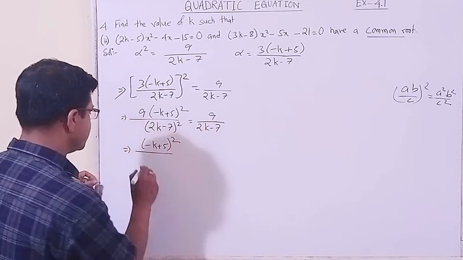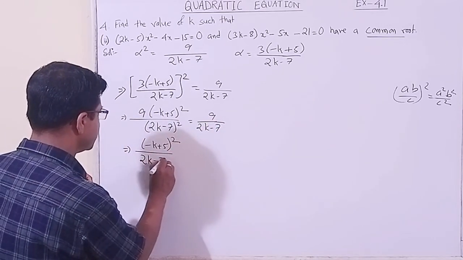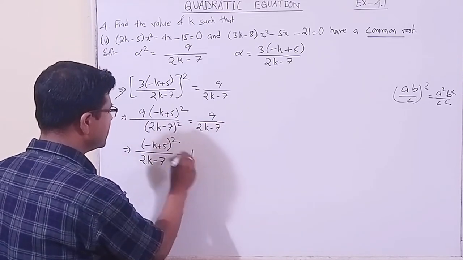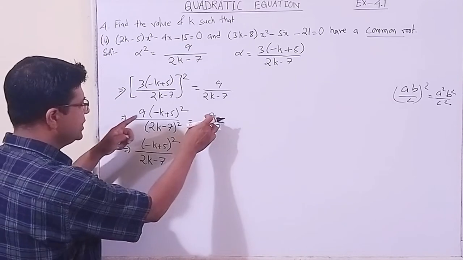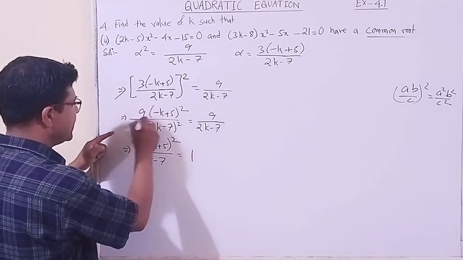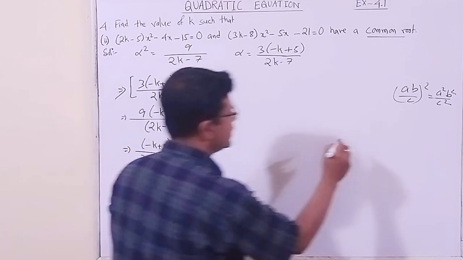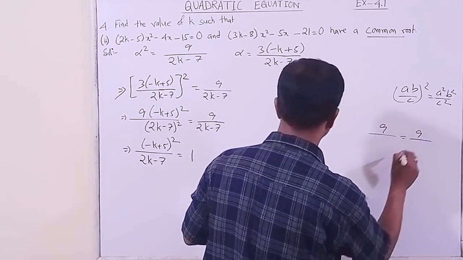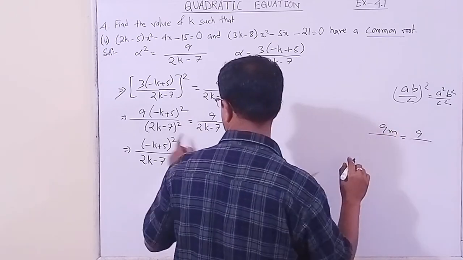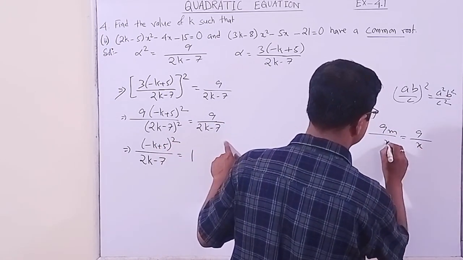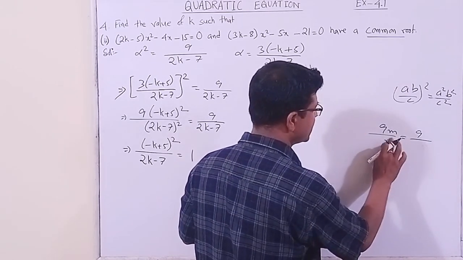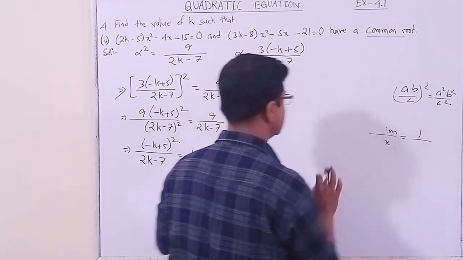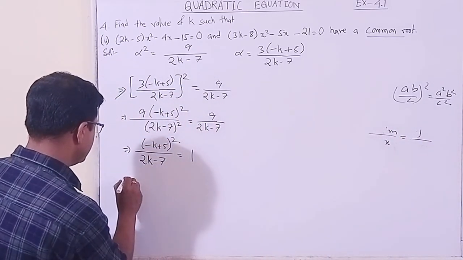So one term let us cancel. What will be left here? Twice k minus 7. So this 9 is cancelled, and on this side only 1 will be left. Again I am explaining this: 9 is removed, 9 cancel. Like this, suppose 9m is there, and here it is x and x square. If we remove this x, only one x will be left. If we remove this 9, 1 will be left. Same thing is here. So let us cross multiply.